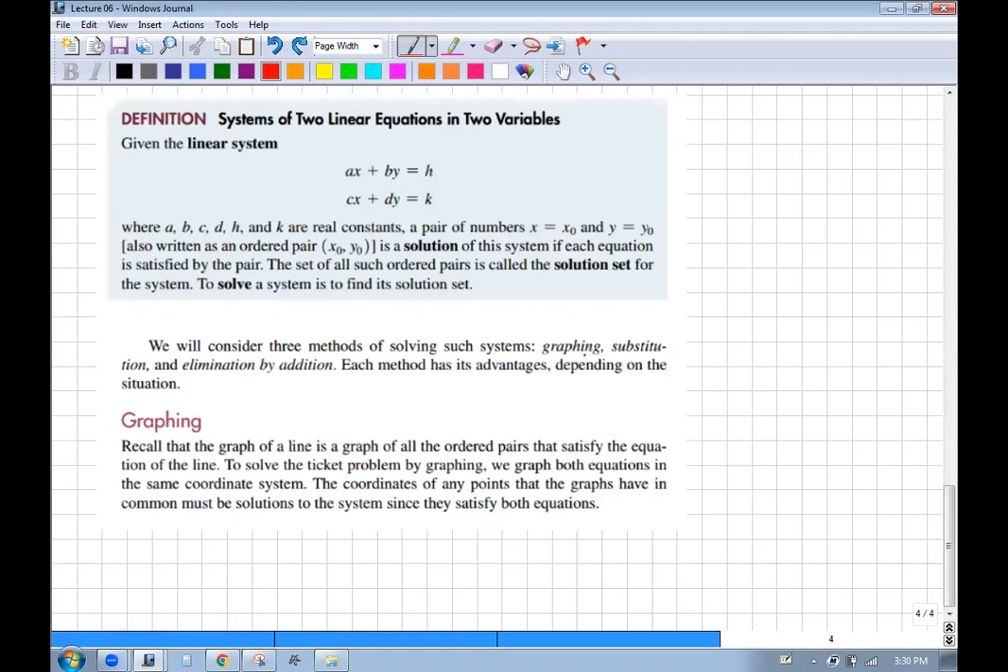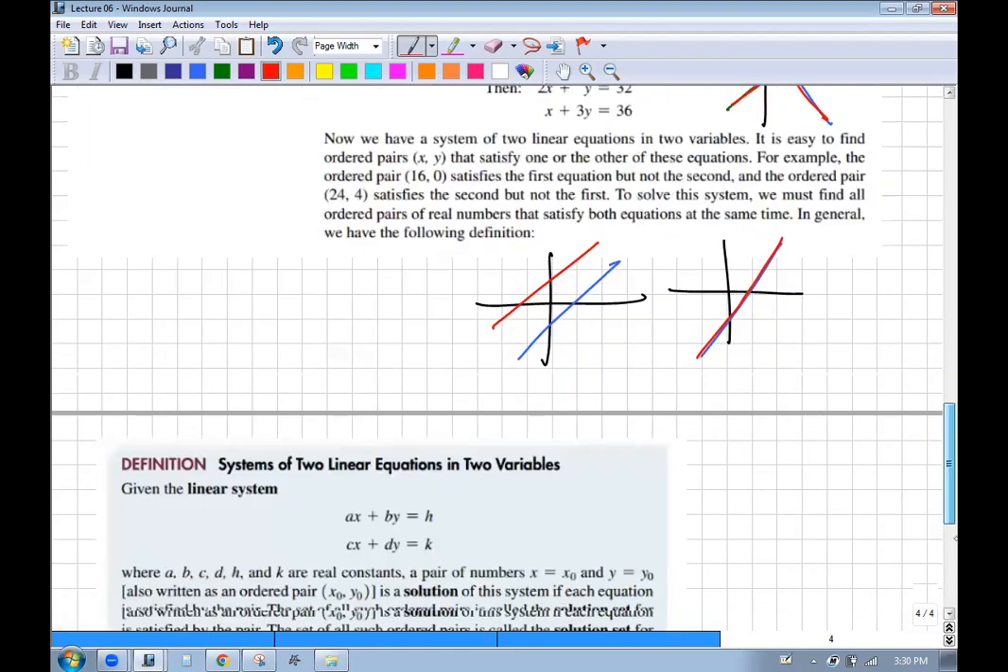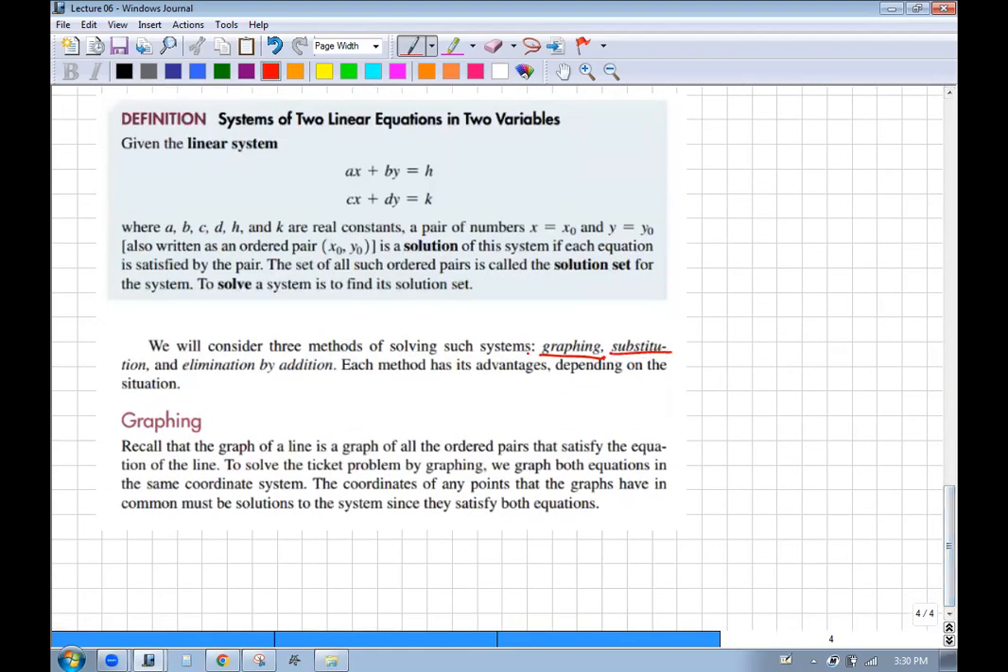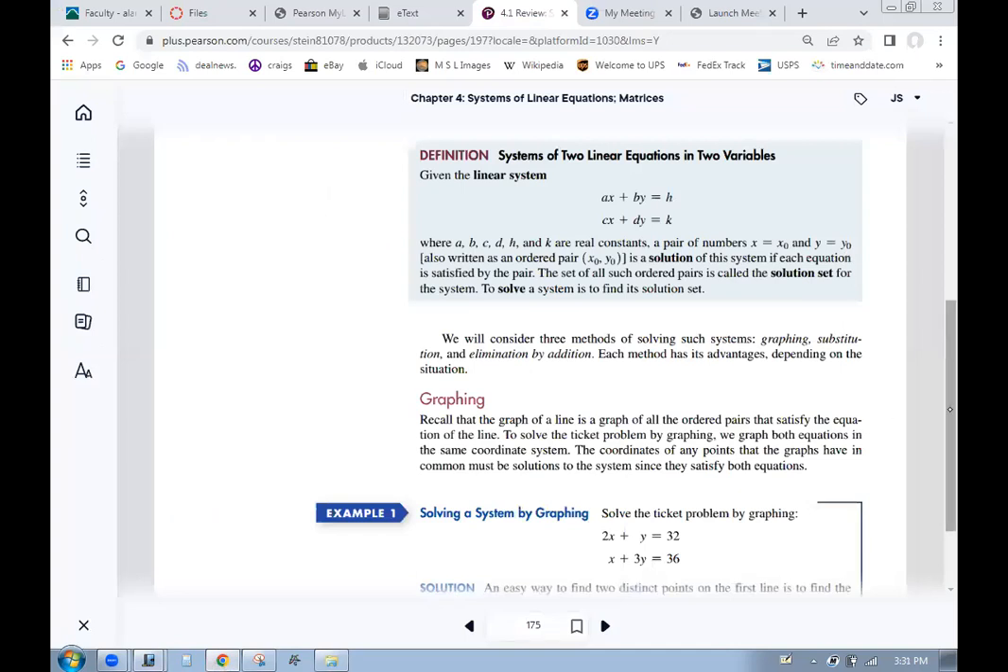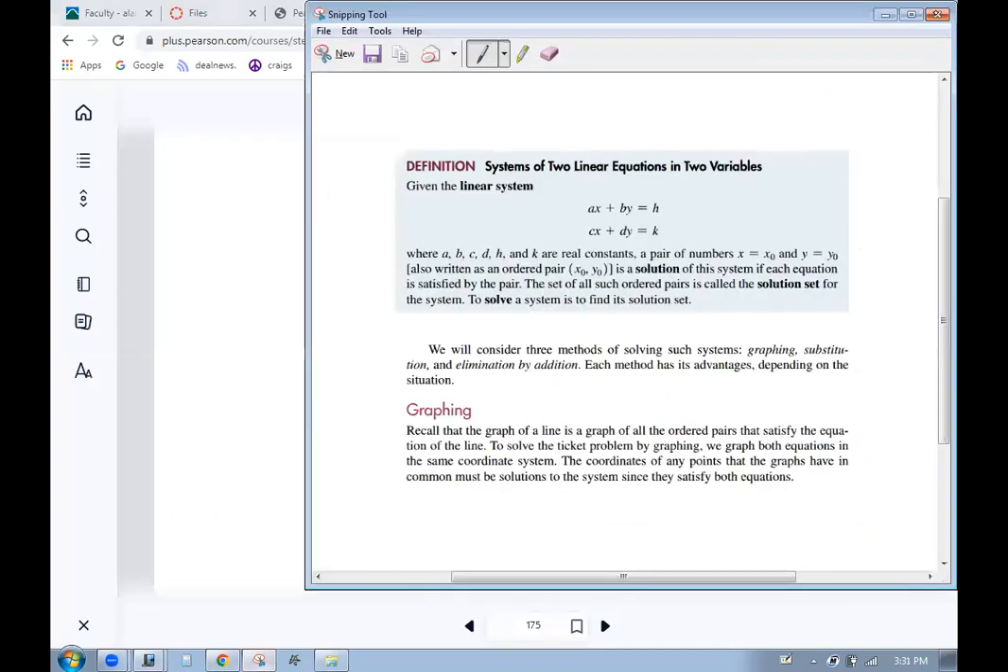We're going to have 3 different methods. Graphing, like I just said, you could graph the 2 lines and look where they cross. Substitution, all right, that's where we substitute one equation into the other to get a new equation that only has one variable. And elimination by addition, okay? So 3 different methods that we can do to solve these.